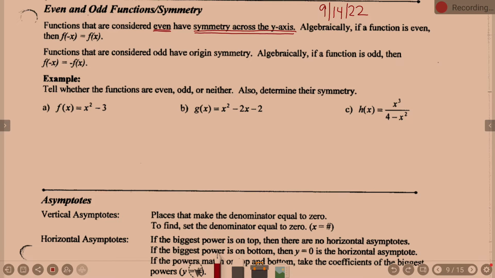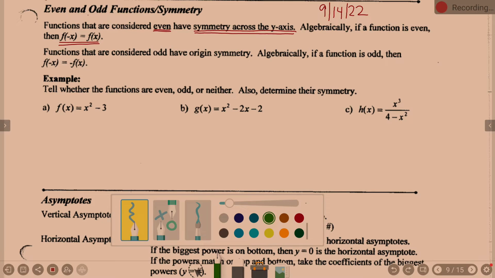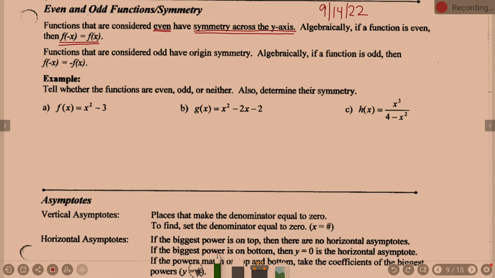And so the algebraic option: a function is even if f of negative x equals f of x. Meaning if you go through and replace x with negative x in the function, and your function is still the same, then it's going to be considered even. Okay, so those are your even options. Got it? Now, a function could be even. A function could be odd.